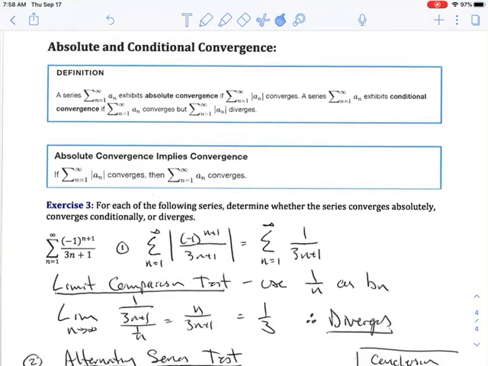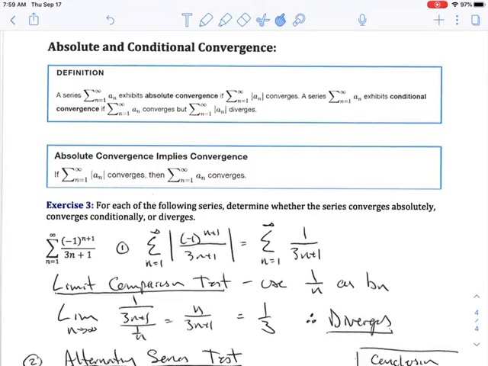In this video, I'm going to talk about absolute and conditional convergence. So let's take a look at the definition and try to sort out what this is talking about. A series, A sub n, exhibits absolute convergence if the absolute value of the series converges. So associate absolute convergence with the absolute value.